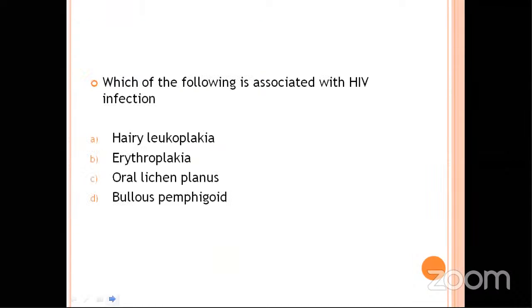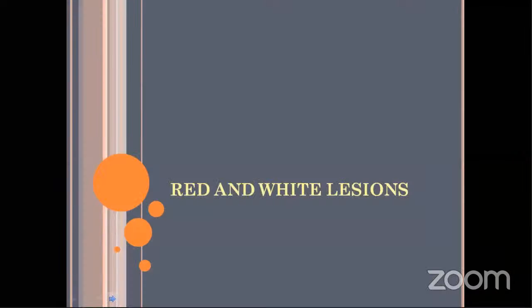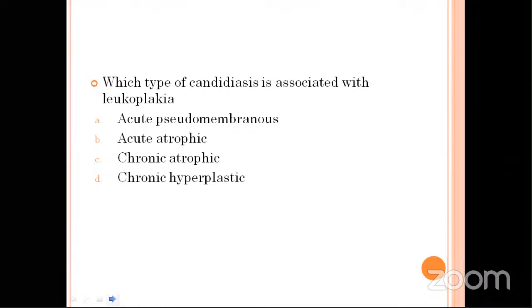Which of the following is associated with HIV infection? Hairy leukoplakia, erythroplakia, oral lichen planus, bullous pemphigoid. It is oral hairy leukoplakia. Okay, oral hairy leukoplakia is associated with HIV. So some questions with respect to candidiasis. Which type of candidiasis, sorry, red and white lesions. So which type of candidiasis is associated with leukoplakia?